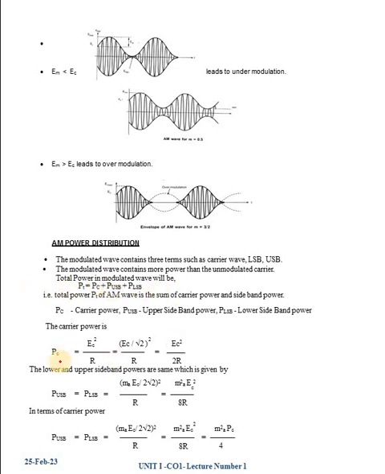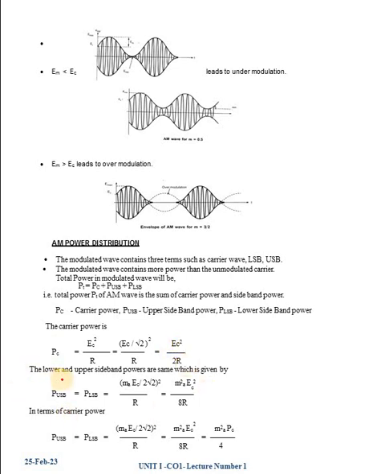So we can write the carrier power as EC square by R. So EC is the maximum magnitude. We have to obtain the average value of the power. So this is equivalent to EC divided by root 2. That is, the root mean square value of the magnitude is considered for finding the carrier power. So this is equivalent to EC square by 2R.